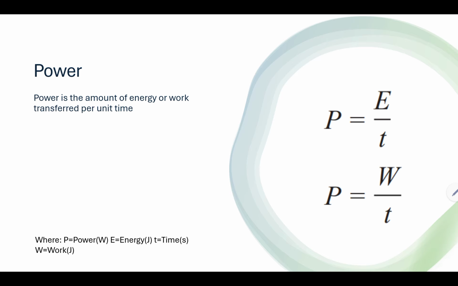Power is the amount of energy or work transferred per unit time. And the formulas for it are P equals E over t, and P equals W over t, where P equals power, E equals energy, t equals time, and W equals work.